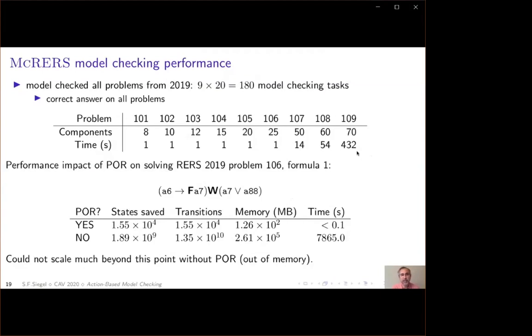So that's very fast. This gives you an example of how dramatic the savings is from partial order reduction on this one model checking task from problem 106. Using partial order reduction, the model checking completes in less than 1/10 of a second. With the partial order reduction turned off, that time goes up to over 7,000 seconds. The number of states, transitions, and memory also blow up similarly.